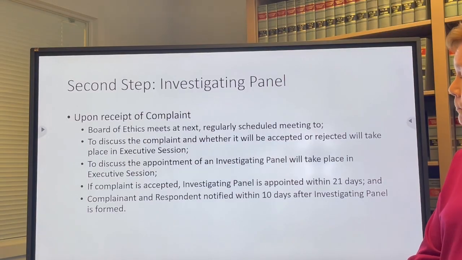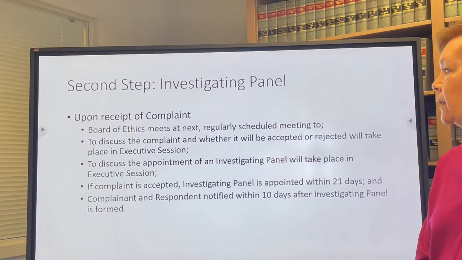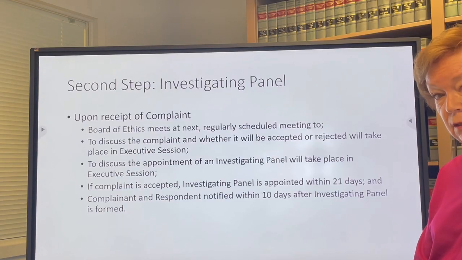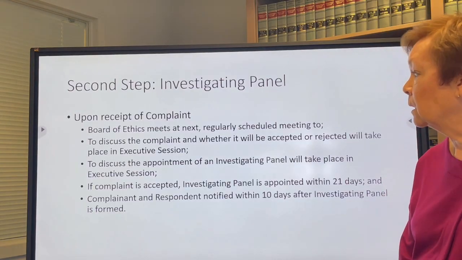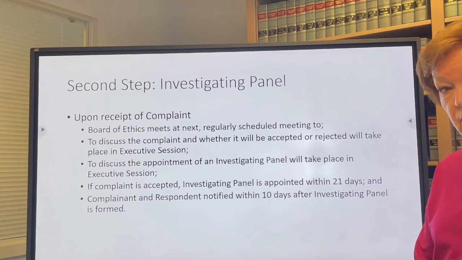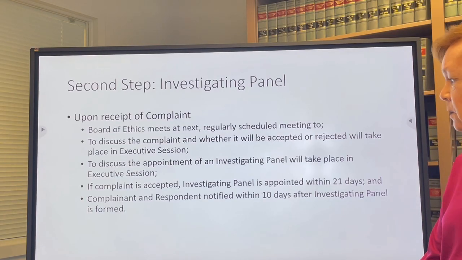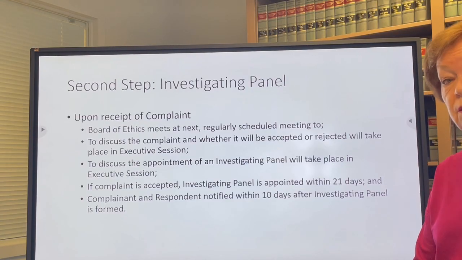So, upon receipt of the complaint, the Board of Ethics will meet. They'll discuss whether the complaint is to be accepted or rejected. And this is done in executive session, which means it's confidential. To discuss the appointment of the investigating panel will take place in this executive session. If the complaint is accepted, the investigating panel is appointed within 21 days, and the complainant and respondent are notified within 10 days after the investigating panel is formed.